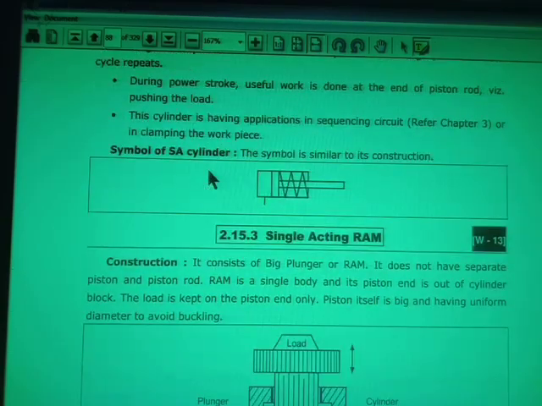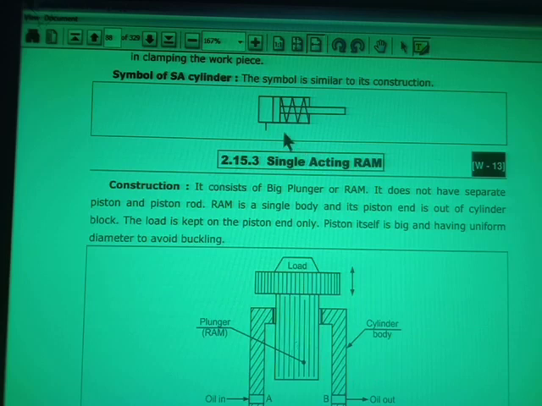How is it used? You can see here, this is the symbol. Only one port is there, the piston is there, the piston rod is there, and here the spring is shown. So it is the symbol used for a single acting cylinder.